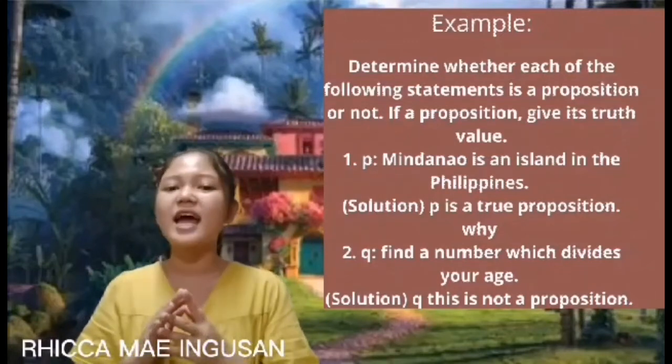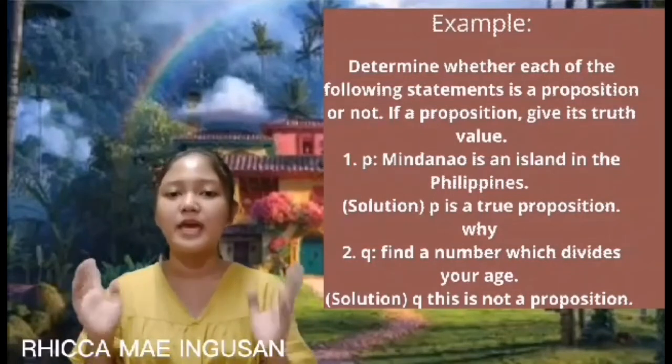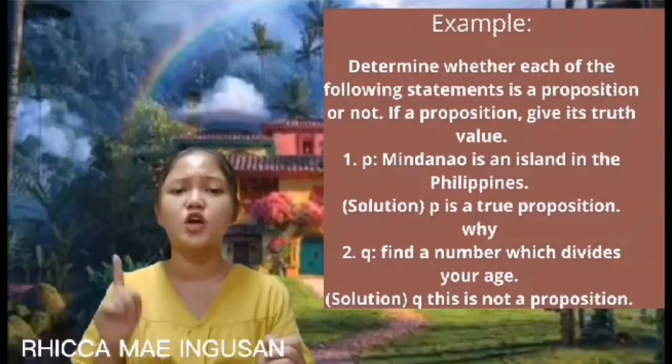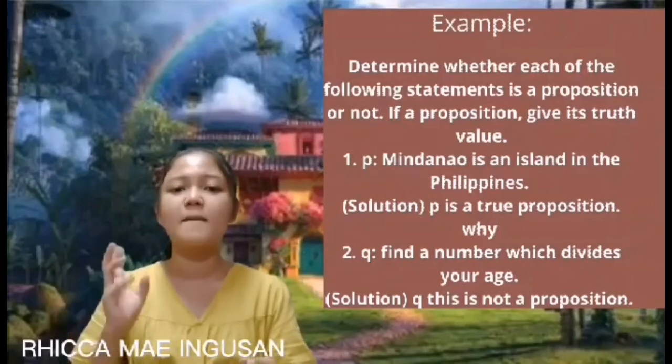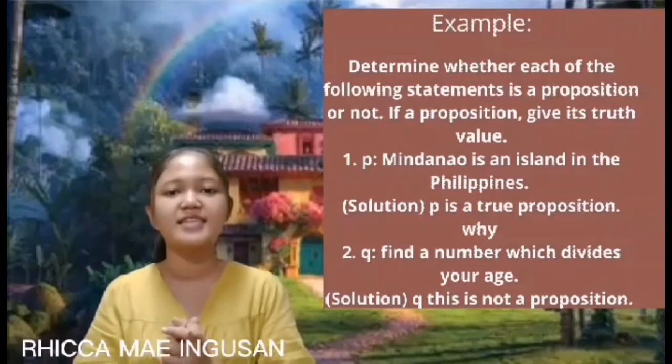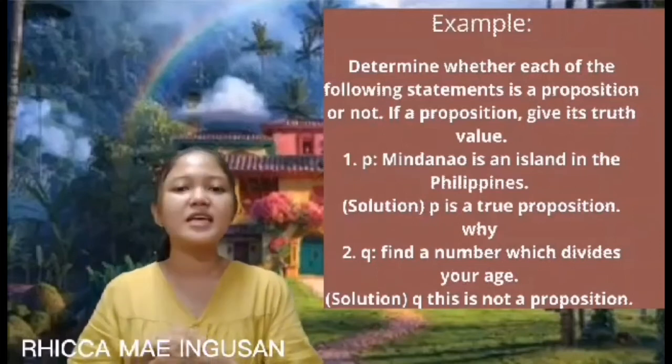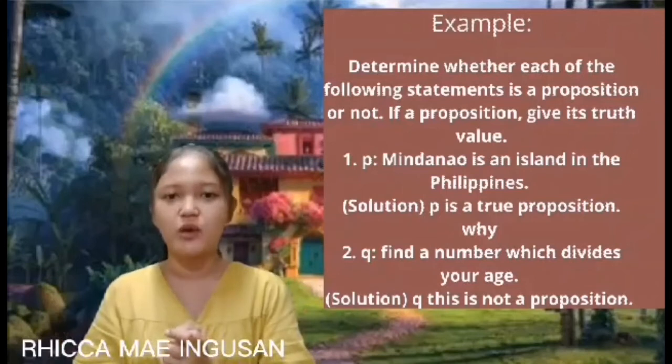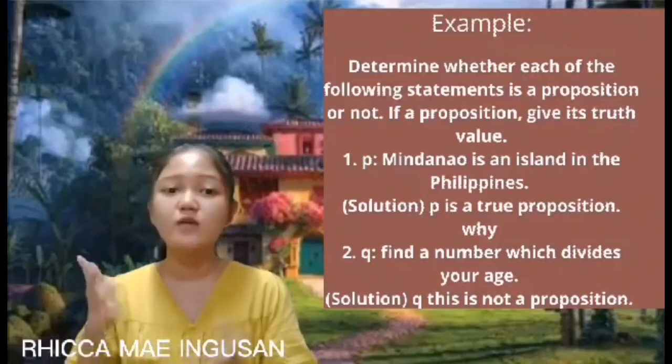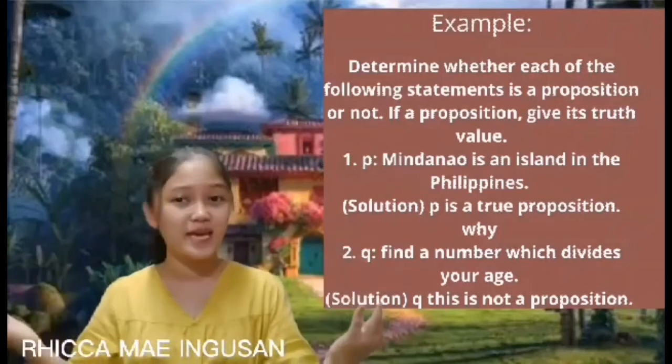Proposition P: Mindanao is an island in the Philippines. This statement is an example of a declarative sentence, and P is a true proposition. Why? Because Mindanao is an island of the Philippines.